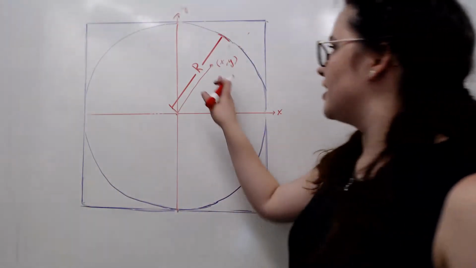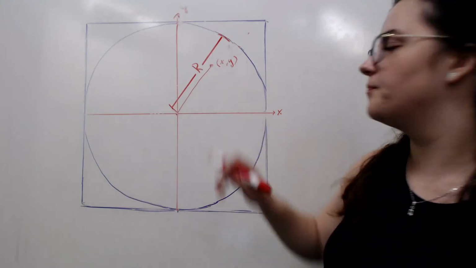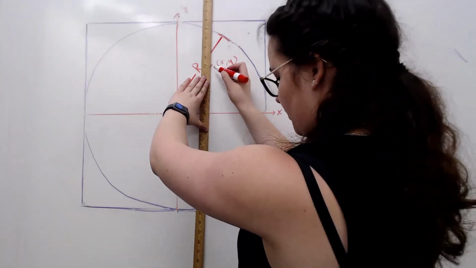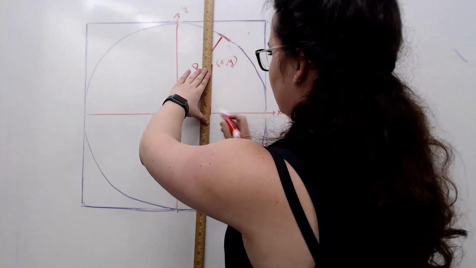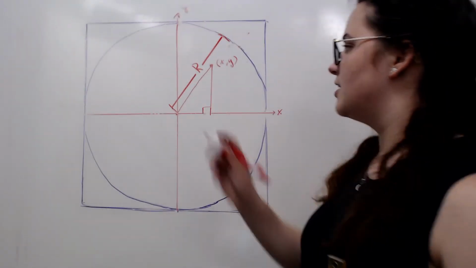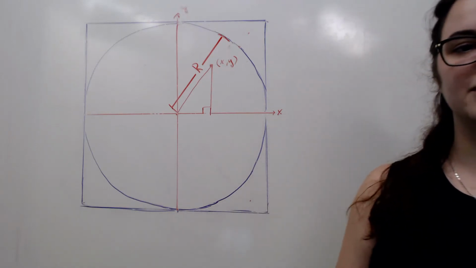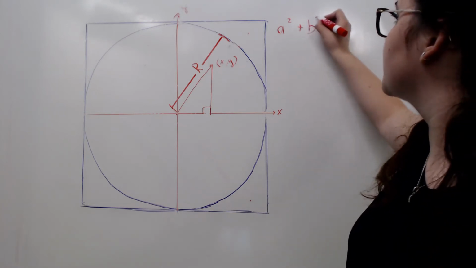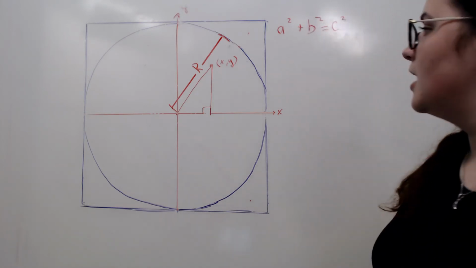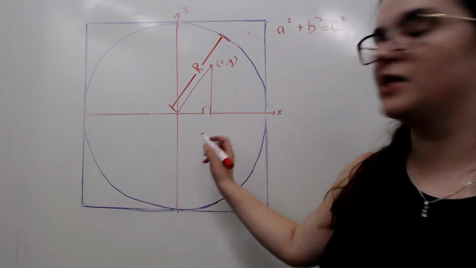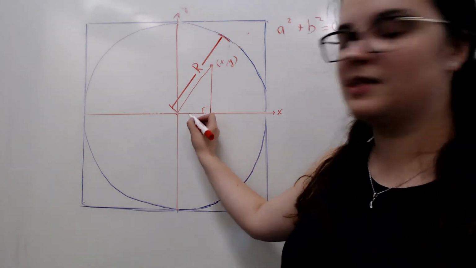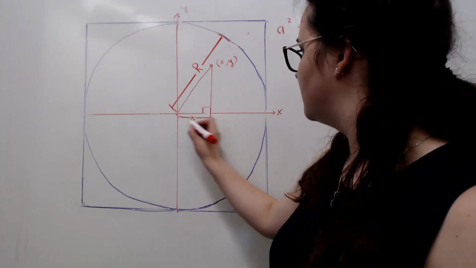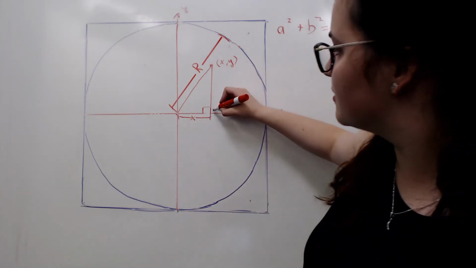Now, how can we express the distance in terms of x and y? We can drop a line down to the x-axis and create a triangle. A special kind of triangle, a right triangle. Now, one of the properties we know about right triangles is that we can use the Pythagorean theorem, which says that a squared plus b squared is equal to c squared. Now, when we created the triangle, we can see that this side is just our x, the length of x, and this is our y.